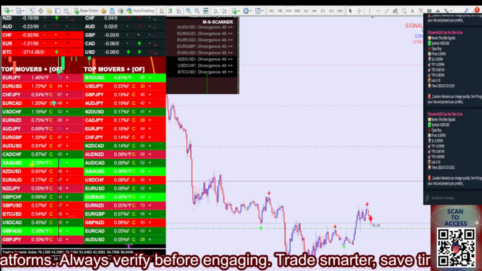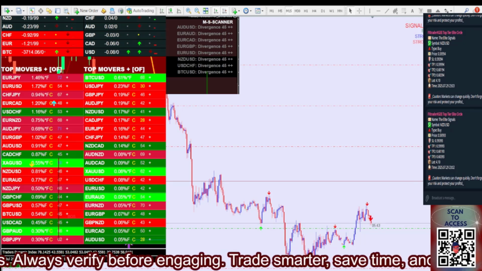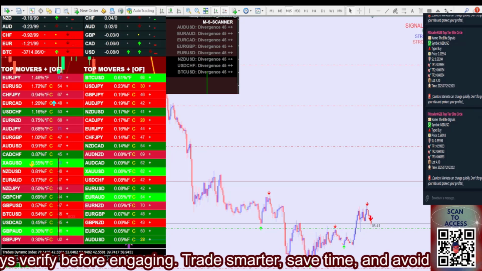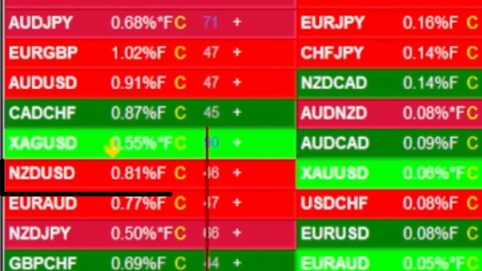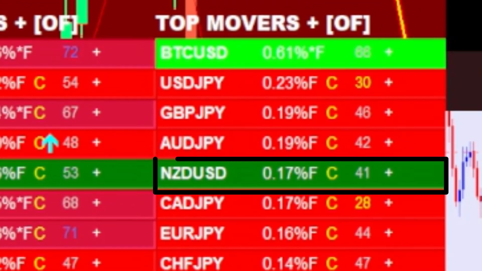Maybe for instance, let's pick New Zealand USD. If you look at the bigger picture, you will see that the New Zealand USD has a bearish scenario. But if you look at it intraday wise, it's actually indicating a bullish scenario.